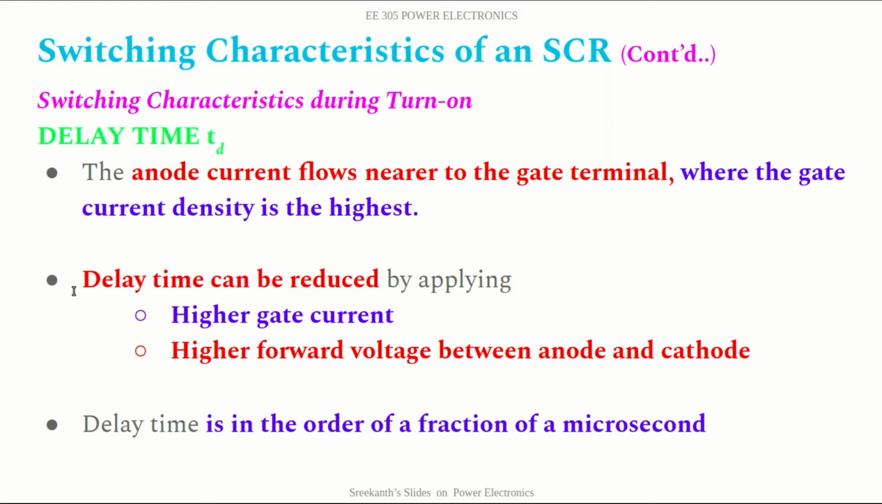Now delay time can be reduced by applying higher gate current and higher forward voltage between anode and cathode. If you give larger gate current, then delay time is reduced, and if you give a higher forward voltage between anode and cathode, it also reduces the delay time. Delay time is in the order of a fraction of a microsecond.